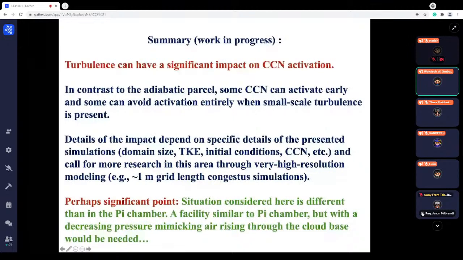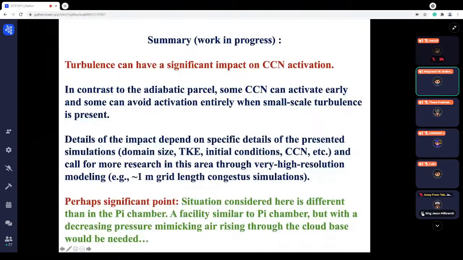For example, domain size, TKE, initial conditions, CCN, and so on, and this calls for more research in this area through very high-resolution modeling, not the one that I'm showing, but rather something like our congestus case that is run, let's say, with 1 meter grid length. So the turbulence of the volume going through the cloud base is directly simulated, rather than an approach that is basically a mimic.